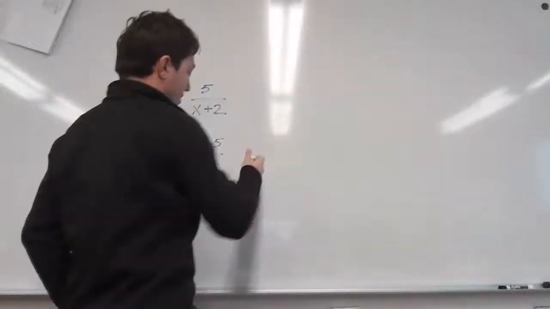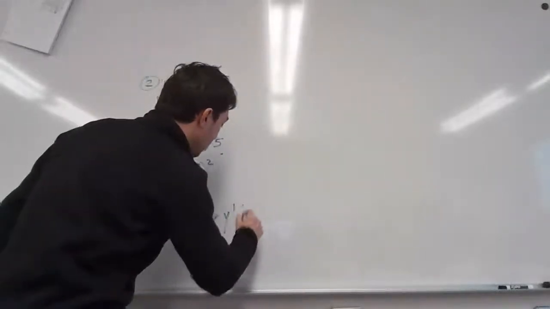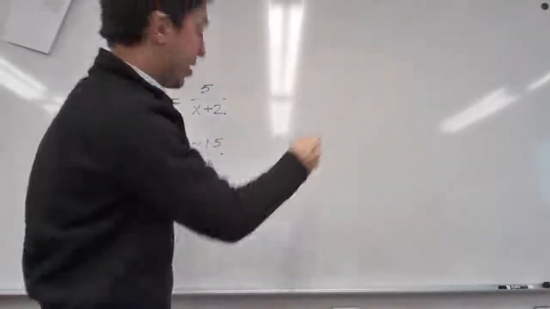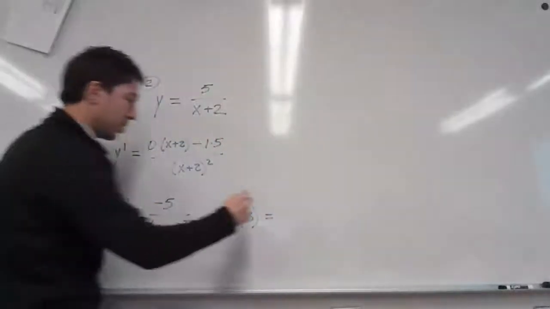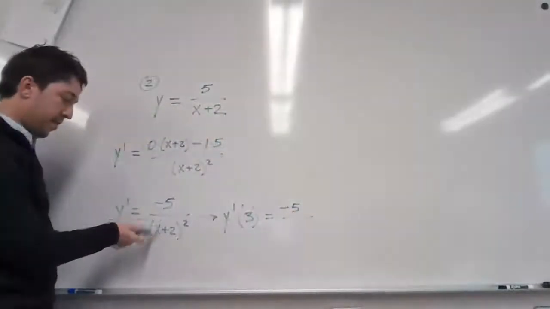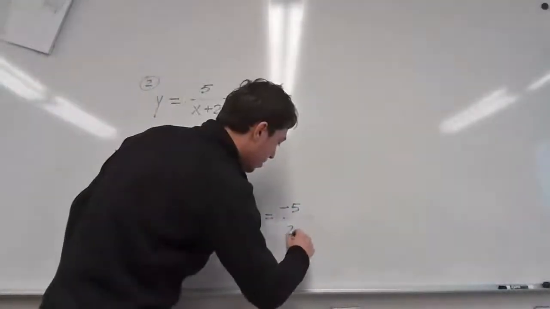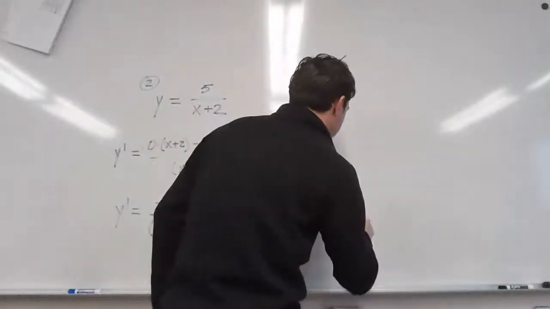So what happens if you plug in 3? What do we get? Well, you get negative 5 over 5 squared. So you actually get negative 1/5.